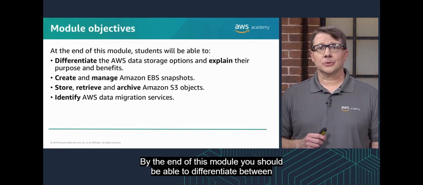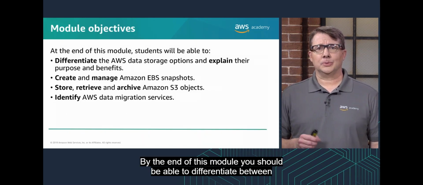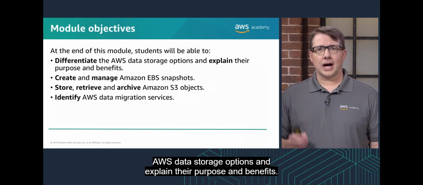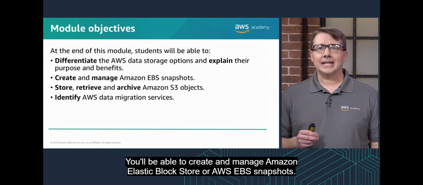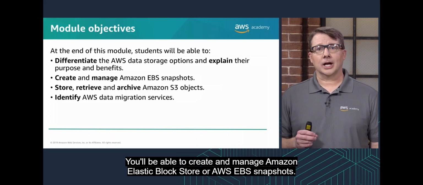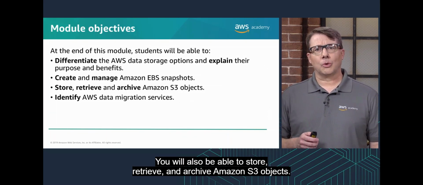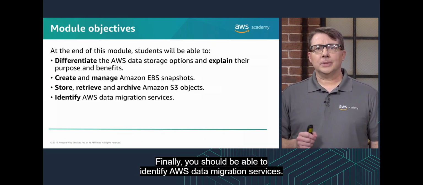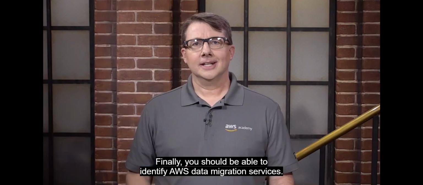By the end of this module, you should be able to differentiate between AWS data storage options and explain their purpose and benefits. You will be able to create and manage Amazon Elastic Block Store, or Amazon EBS, snapshots. You will also be able to store, retrieve, and archive Amazon S3 objects. Finally, you should be able to identify AWS data migration services. Let's get started.